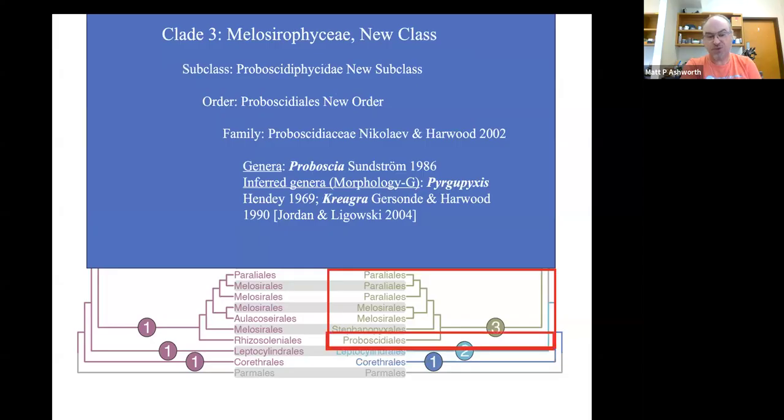And then we get into some of the more diverse groups, including the Mediophyceae, this new class. So this includes the subclass Proboscidiophycidae, sorry about that, the Proboscidiales, and the Proboscidiaceae, which is proposed by Nikolaev and Harwood. And again, we've got some fossil taxa here that seem to have a lot in common morphologically with the Proboscia that was included in the phylogenomic analysis. So again, we've included those as inferred genera on the basis of morphology with citations.